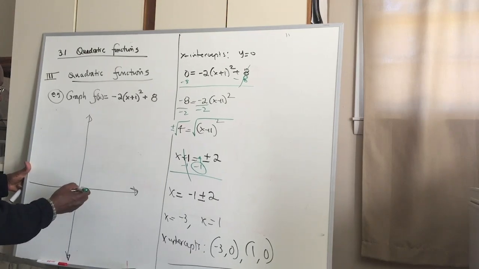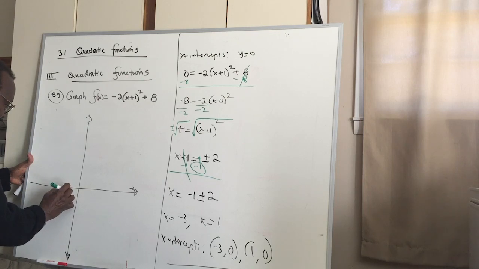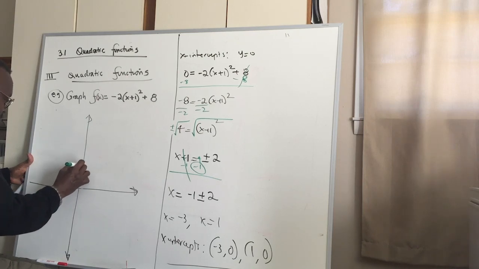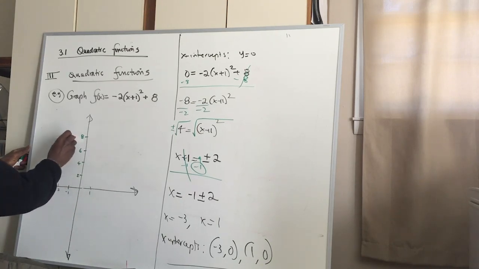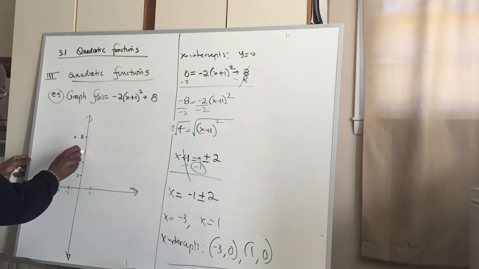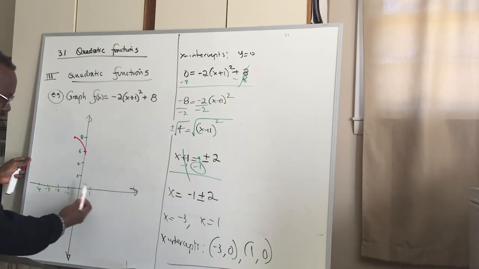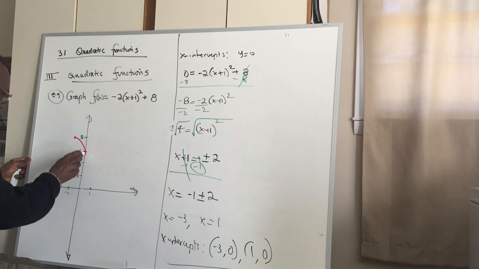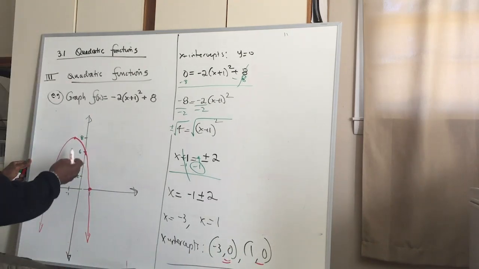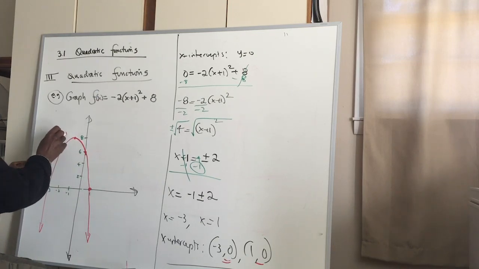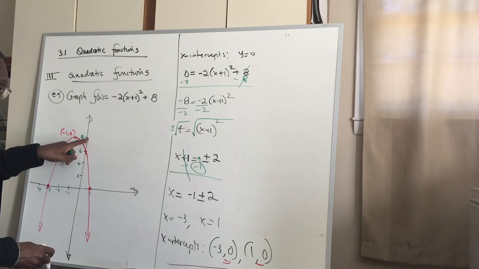The vertex was (-1, 8). This is -1, so this is 2. Now we have (-1, 8). The y-intercept was (0, 6). This is what we have. The x-intercept on the right side, we have (1, 0). It's right here. That's (1, 0). That's what we have here. The vertex is this point here, (-1, 8), because that defines the maximum of the graph.